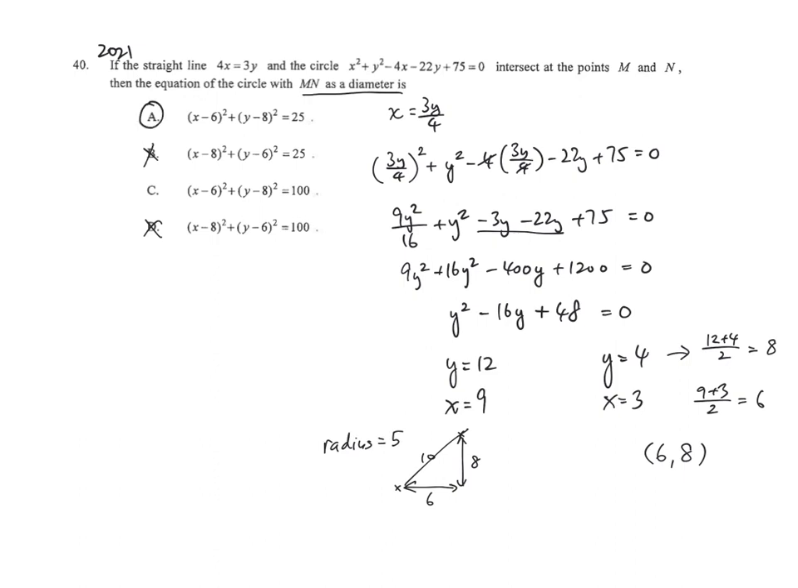So the answer is option A, which uses the general form of a circle. If you forgot, it's x minus h squared plus y minus k squared equals r squared, with the radius being r, and the center being at h and k.